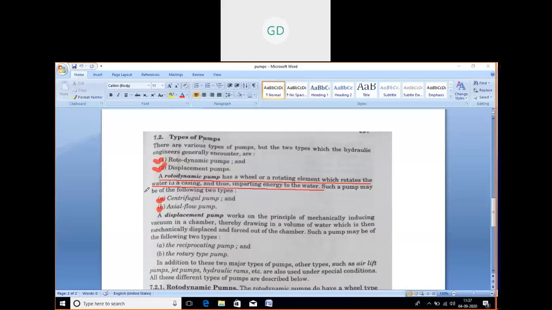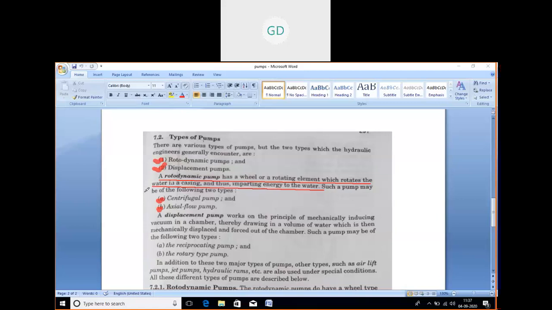If you see in your book, I think you can see what a casing is. In every machine we have a casing. So, axial. So, centrifugal pump, and we have your axial flow pump. Then the next one is your displacement pump.